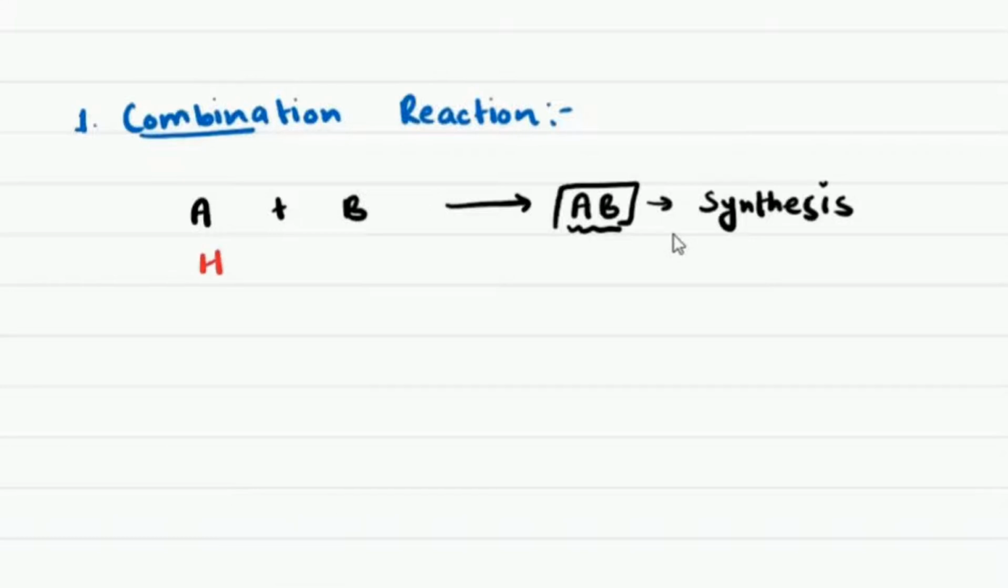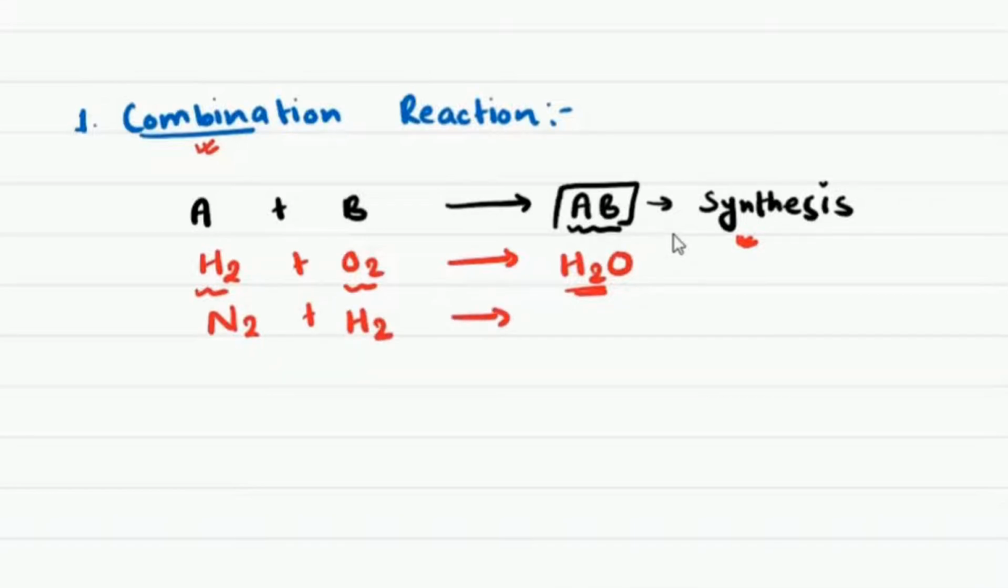Now let's look at some of the examples. Let's say hydrogen and oxygen react with each other to form water. So water is being synthesized here. And in this reaction, hydrogen and oxygen are combining, so it is also known as combination as well as synthesis reaction. Another example could be nitrogen and hydrogen combine to form ammonia. So this is another example of combination reaction.